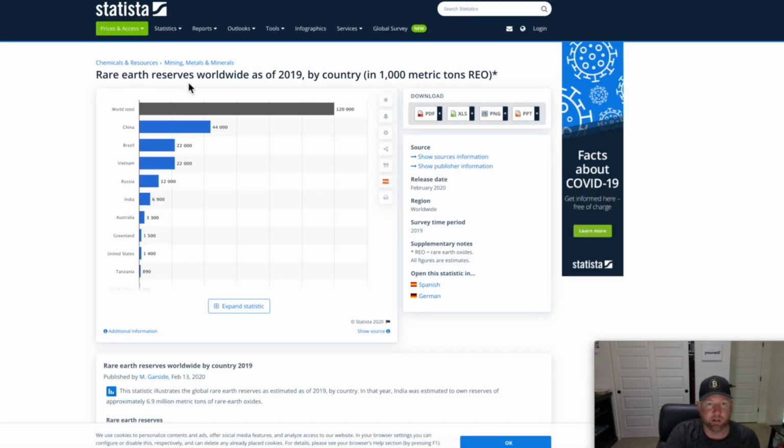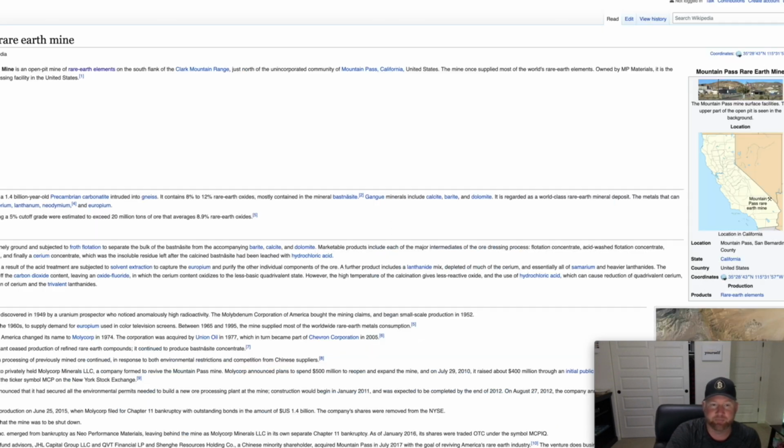So here's rare earth reserves worldwide as of 2019 by country. You can see China still has the big monopoly on it, followed by Brazil, Vietnam, Russia, India, Australia, Greenland, and the United States. Surprisingly, the United States, even with Alaska, doesn't really have a large deposit of rare earth minerals.